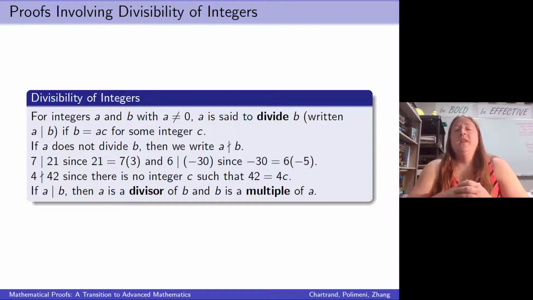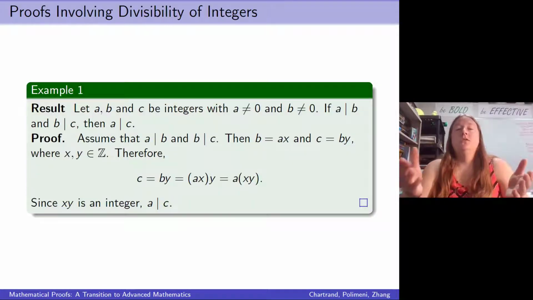So if a divides b, then a is the divisor of b, and b is a multiple of a. So that's some vocabulary words that we're going to be throwing around. So here's an example of what a divisibility proof might look like. We have a, b, and c are integers. a is not 0 and b is not 0. And then we're going to prove if a divides b and b divides c, then a divides c.